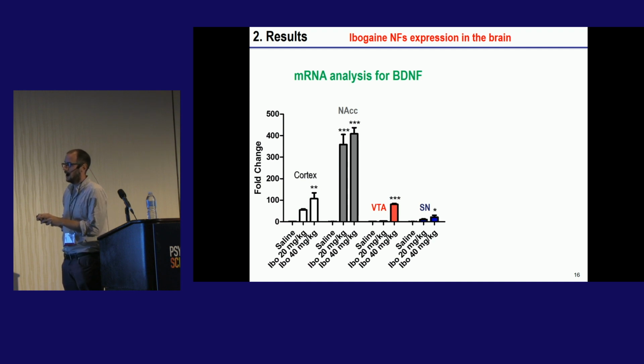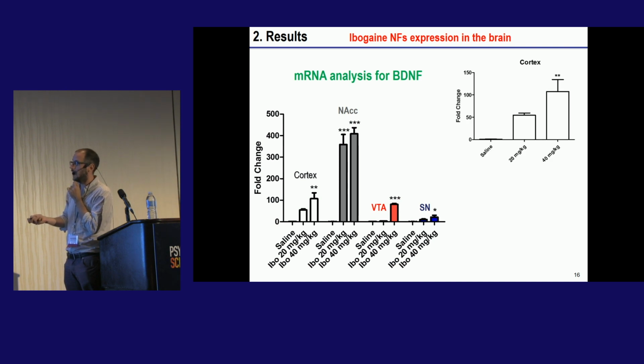This is a result that we are still trying to interpret, because this high amount of BDNF expression in the nucleus accumbens could be related to the ability of ibogaine to release some dopamine in the nucleus accumbens. So we are studying this a little bit more. But we got really interested in this, that in the cortex we see like 100 times more than the saline. And this here is a little bit bigger.